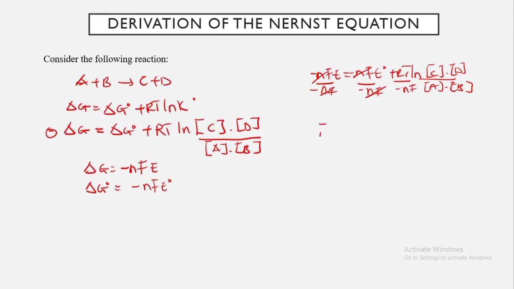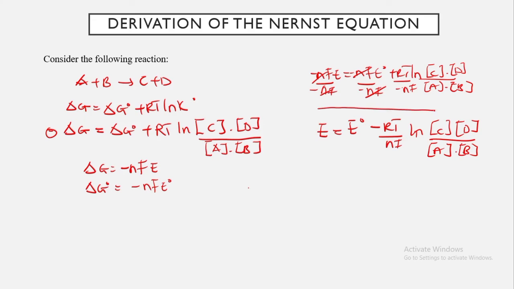So at the end, you're going to get E is equal to E naught minus RT over NF ln of C times D all over A times B. So this is it. This is the formula for the Nernst equation. We've proved it. Now this is the relationship of the Nernst equation. That is the derivation. This is the Nernst equation, right?